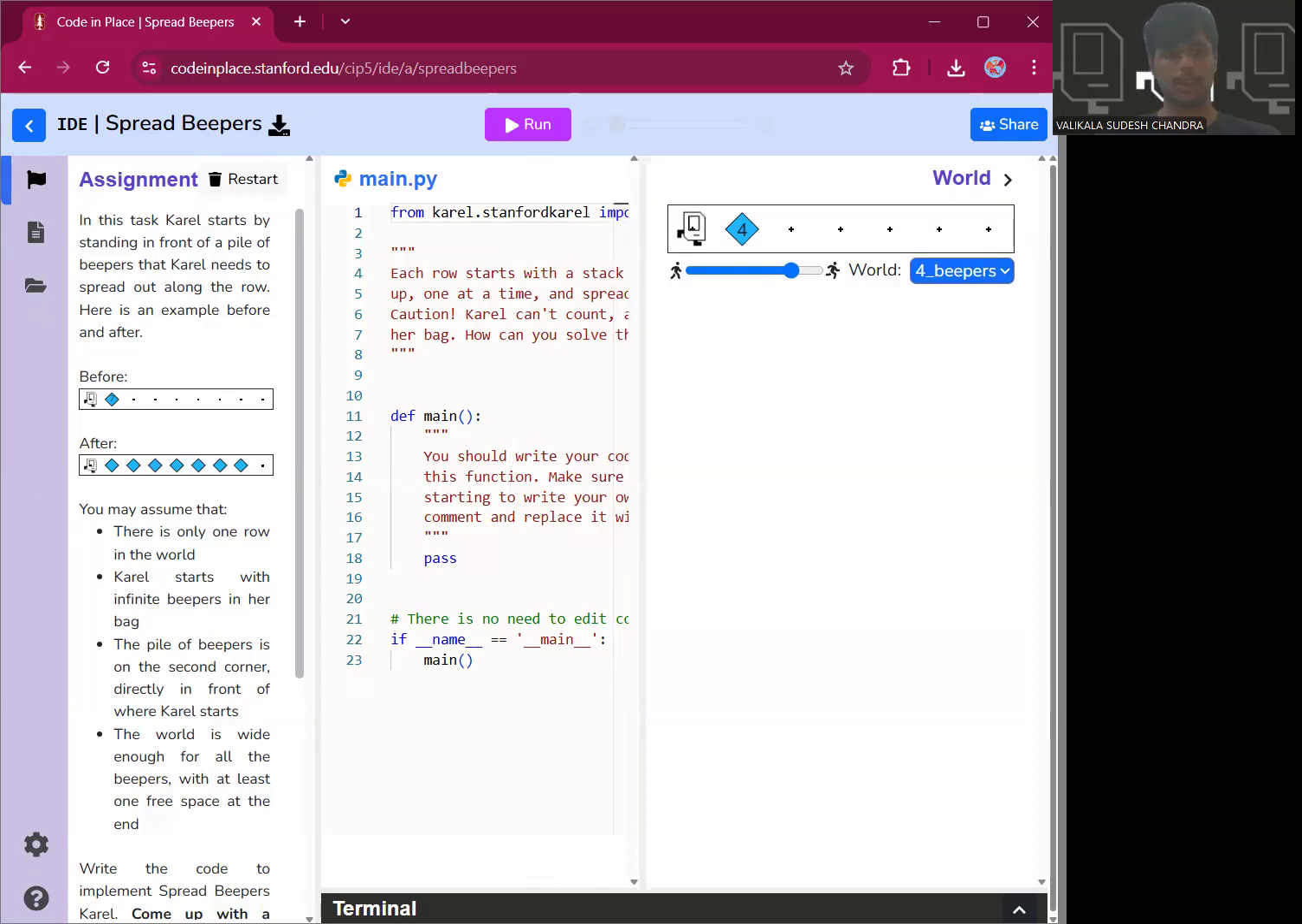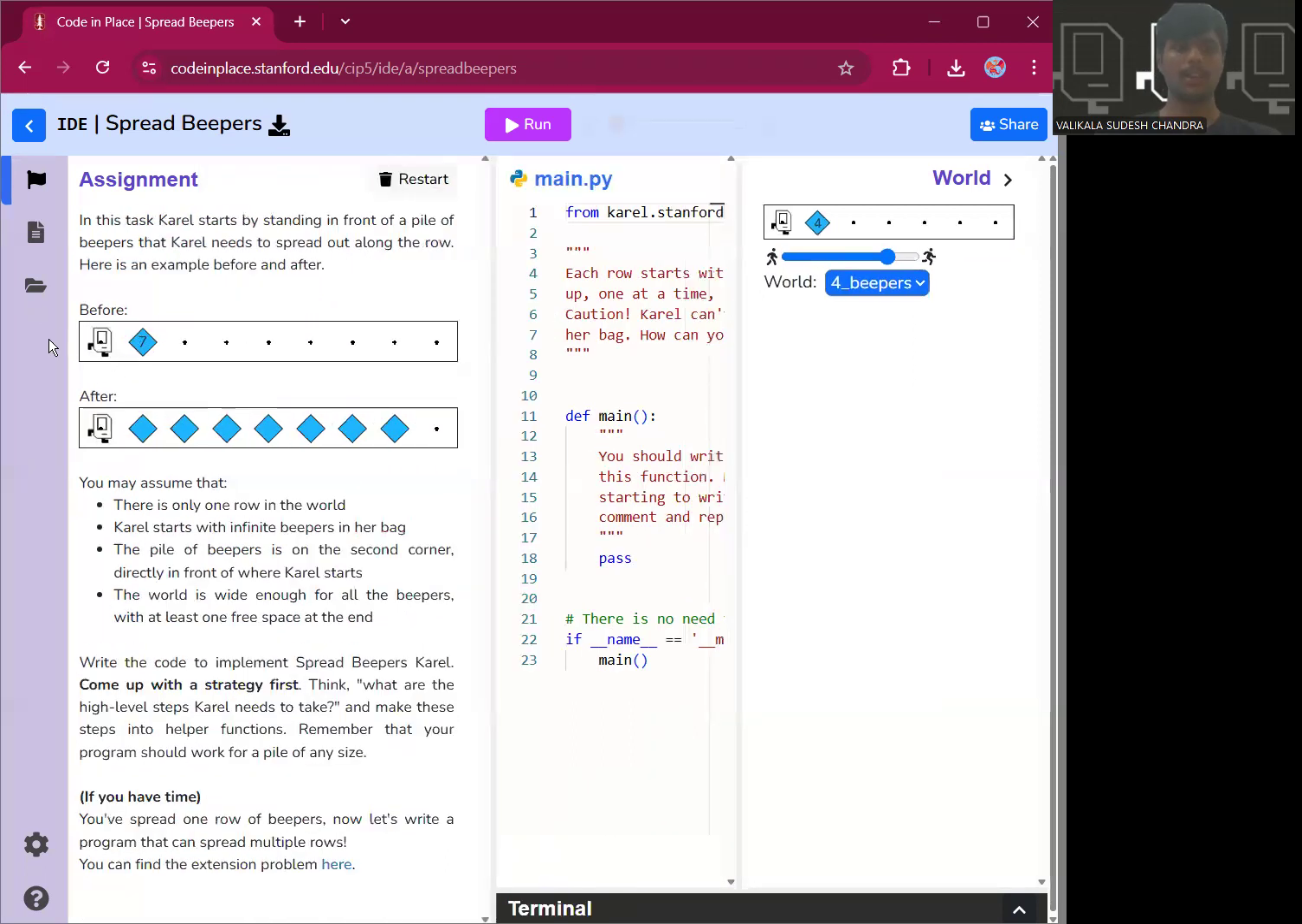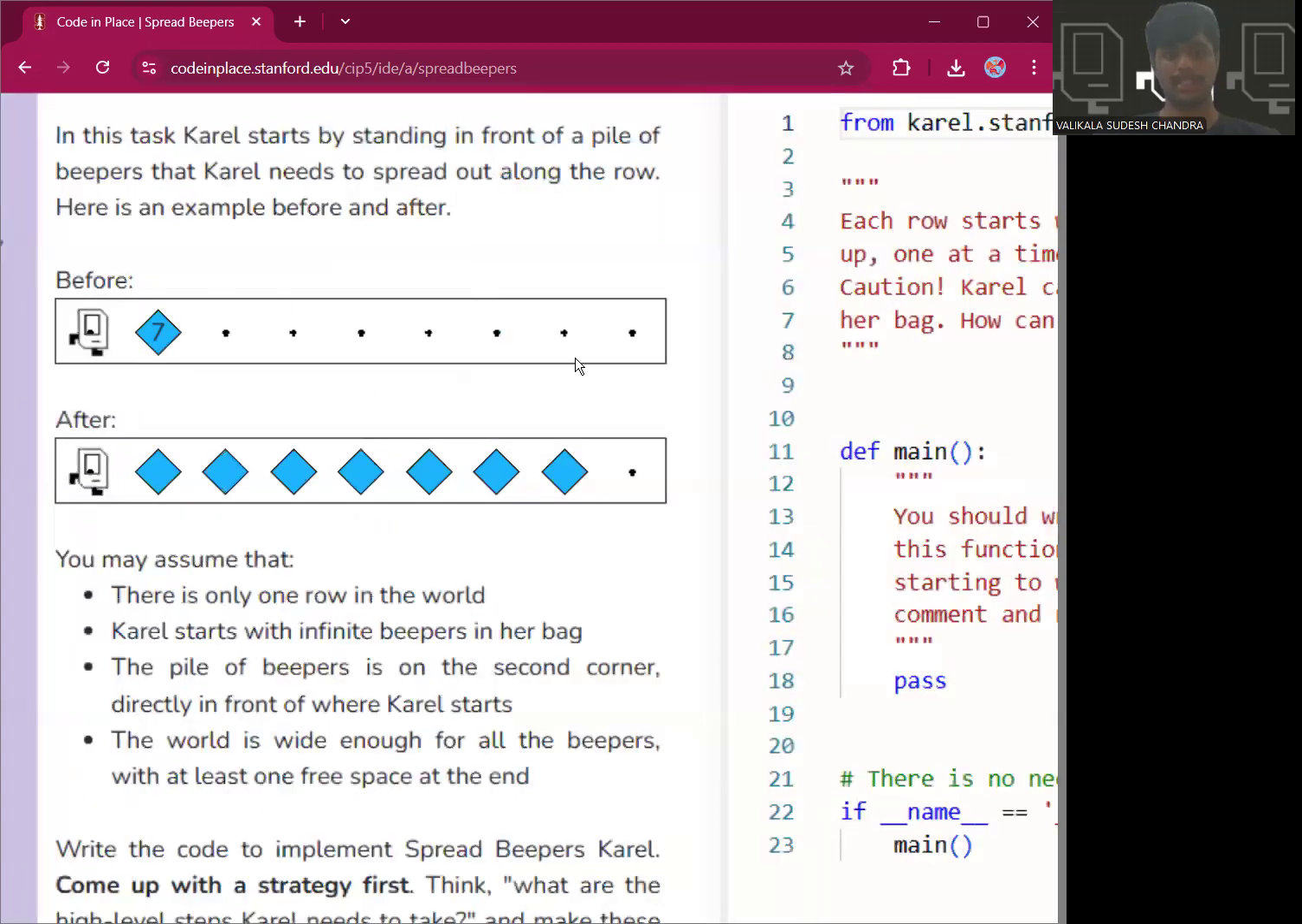Okay, so awesome. In today's session, we are going to solve a fun problem with our robot friend, Karel. You're going to see how powerful simple logic can be, even without variables or counting. Let's look at today's challenge, which is called the spread Karel. Here is the setup, which you can see here. This is the entire setup.